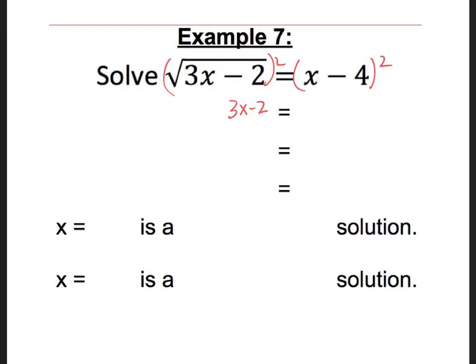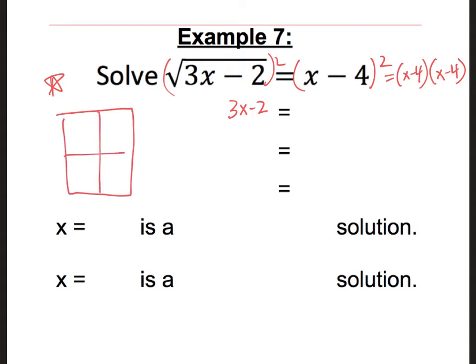But on the right side, what this is really the same as is x minus 4 times x minus 4. And we know how to do that, but it's a little more involved. I'm going to do it all the way over here on the left side of my screen. In order to multiply those, I need to do the box method. Remember, for the box, you're going to have your first binomial on top, x minus 4, your second binomial along the left side, x minus 4, and then you multiply.